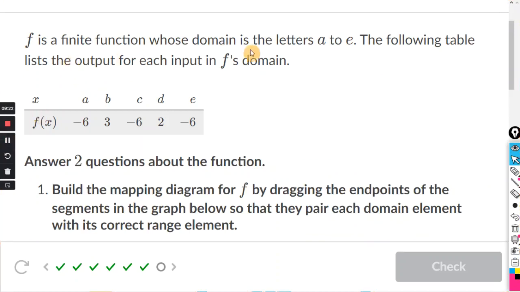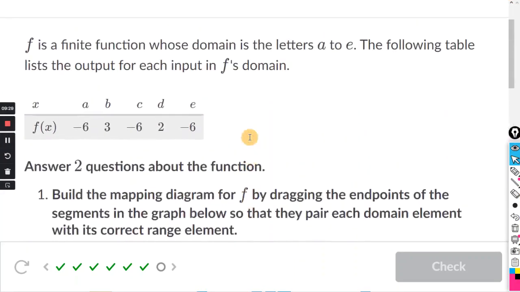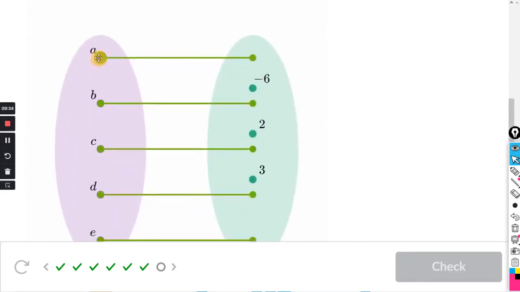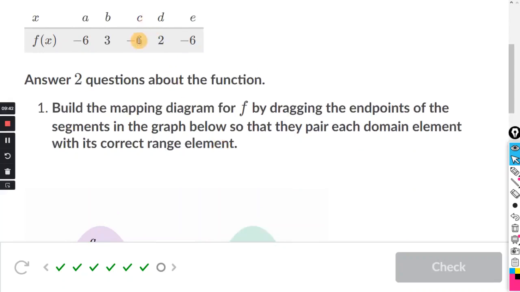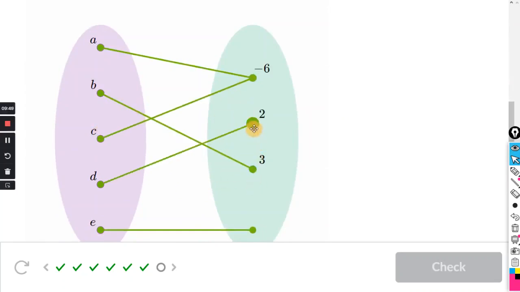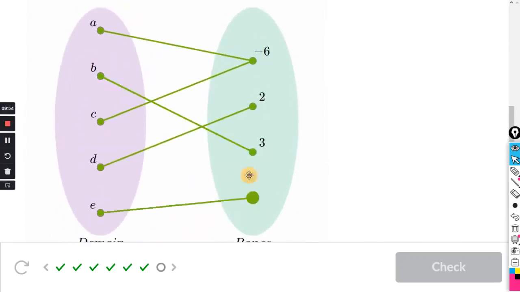All right, f is a finite function. The domain is the letters a through e, according to this table. Build a mapping diagram. Okay, we did one like this. A is -6, B is +3. C is -6, D is 2. And finally, E is -6.